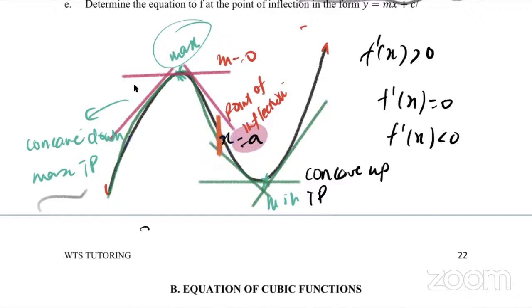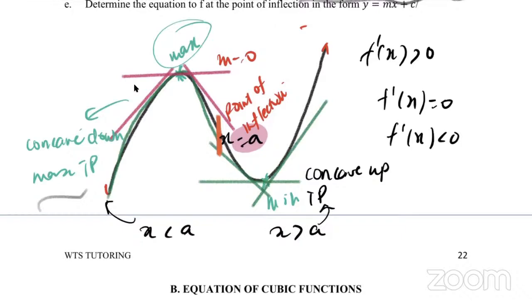So if I'm looking for the concave down, I'm going to be looking for any value less than a for x. All the values of x on the left of a will represent my concave down. All the values of the domain to the right will represent my concave up. So that represents that. Does that make sense?